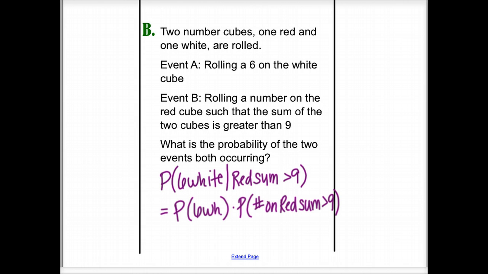And so the reason why this is dependent, even though we're rolling 2 separate number cubes, is because to get a sum of 9 or greater than 9 has to be dependent upon what you get on the white in the first place. So we know that to roll a 6 on the white is a 1 in 6 chance. Now on the second one, if we roll a 6, we're assuming that that 6 has already occurred. That means to get a sum greater than 9, I need to have a 4, a 5, or a 6 roll on the red.